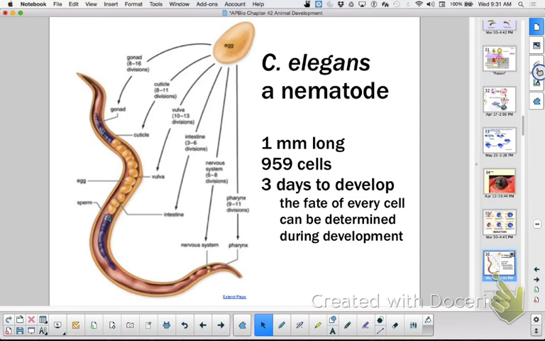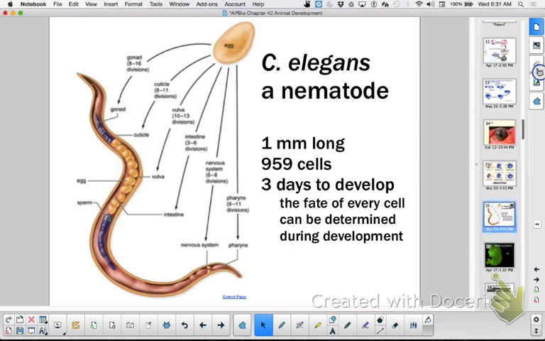One organism that's been studied a lot is a nematode, a pseudocoelomate worm, and it's always 959 cells. They have been able to trace where all 959 cells originated from. Its name is C. elegans, and it takes about 3 days to develop. They can tell at each stage of development that it's going to form these cells, and these cells. So it's been studied quite a bit.